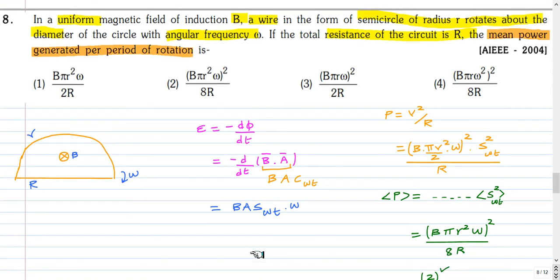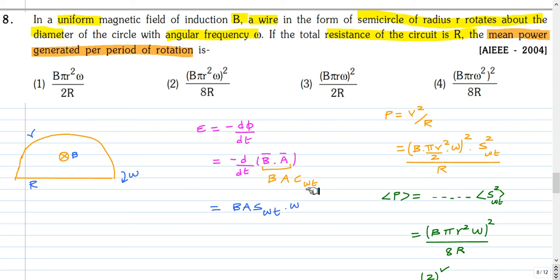So this is a wire in the form of a semicircle of radius r, and there is a magnetic field perpendicular to it, and it is being rotated about its diameter. So the induced EMF is given as minus d phi by dt, where phi is the flux linking the coil, which is B dot A, and the angle between the B and A vectors is given by cos omega t. This angle keeps changing because of the rotation, and the angle is omega t.